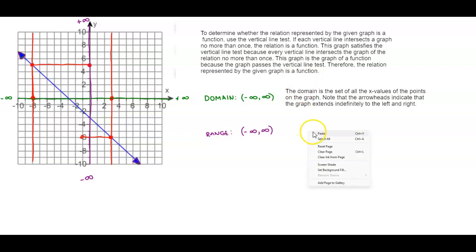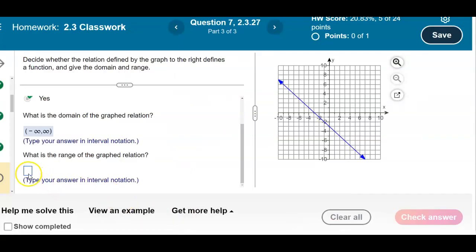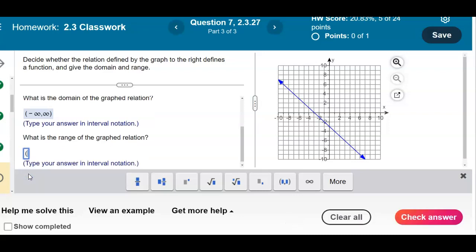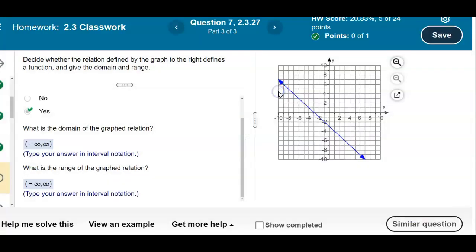Now again, if we use this in words, the range is the set of all the y values of the points on this graph, and the arrowheads indicate that the graph also extends indefinitely up and down. So therefore, let's put our answer in here. We have parentheses negative infinity, comma, positive infinity. Check our answer, and there is our result.